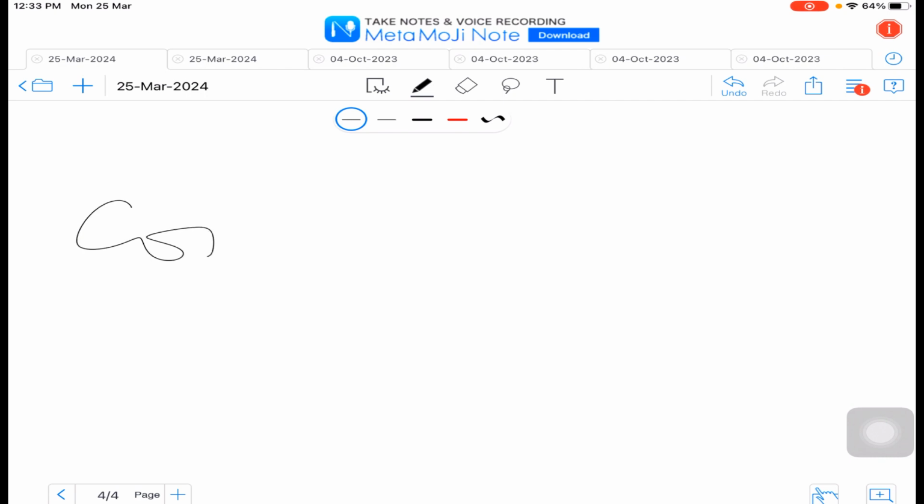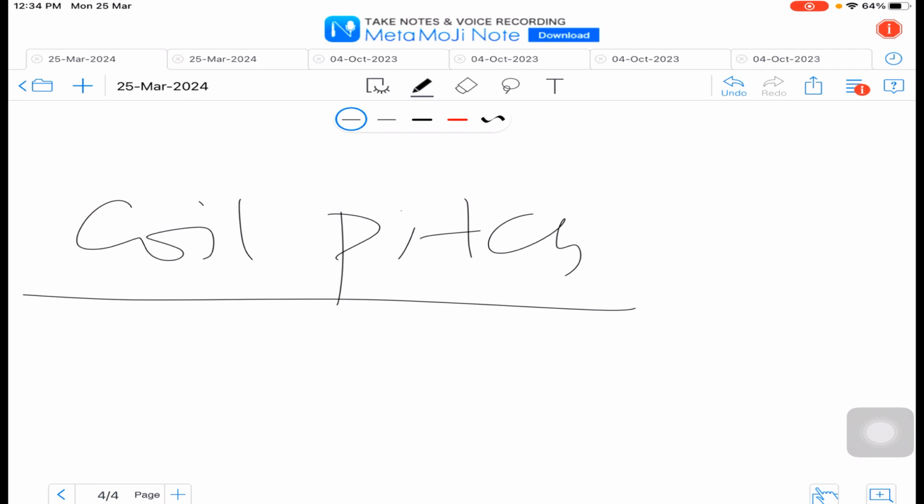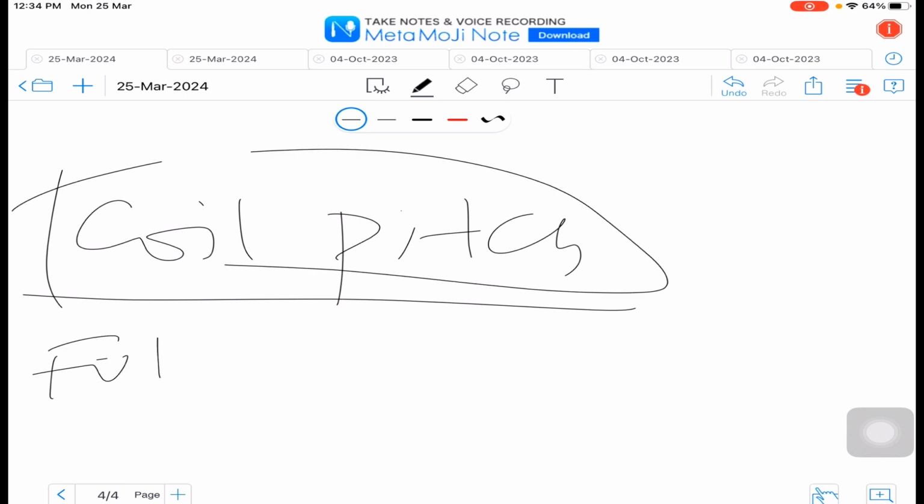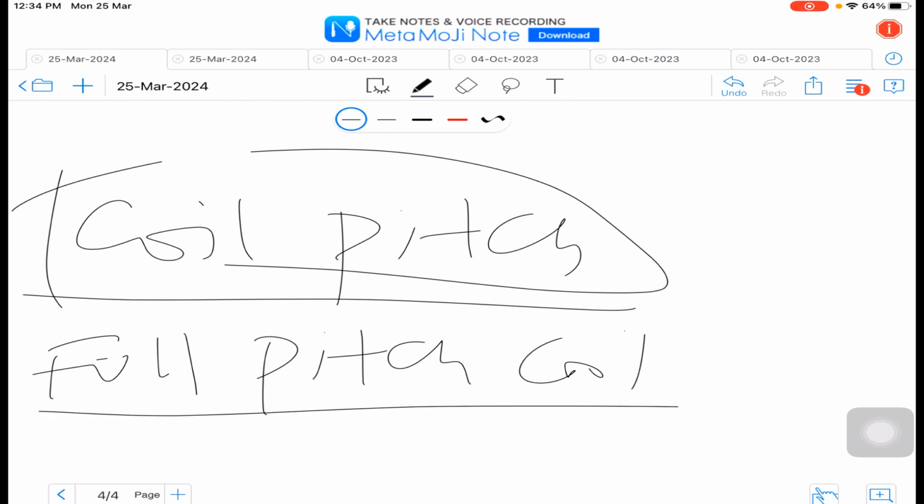Similarly, we have coil pitch. Just like the pole pitch, the two sides of a coil are placed in two slots on the stator surface. The distance between the two sides of a coil is called the coil pitch. Similarly, you have the full pitch coil. What is a full pitch coil? A full pitch coil has a coil pitch of one pole pitch. If the coil pitch is less than one pole pitch, it is called a short pitch coil. So there are two types: full pitch and short pitch coil.